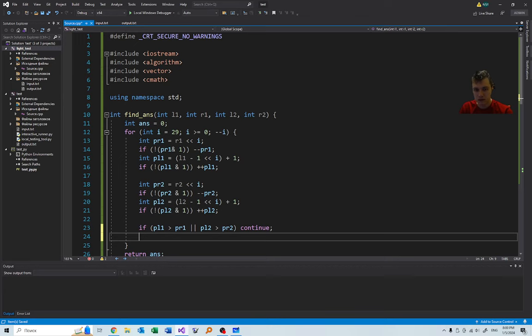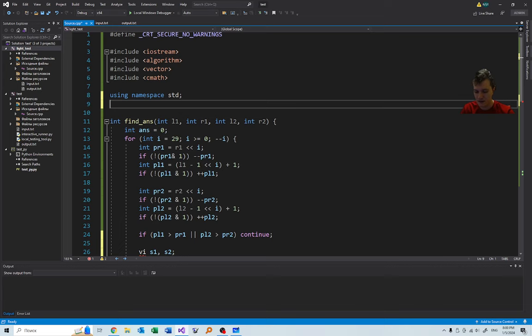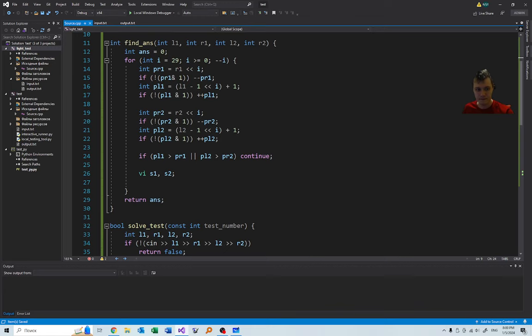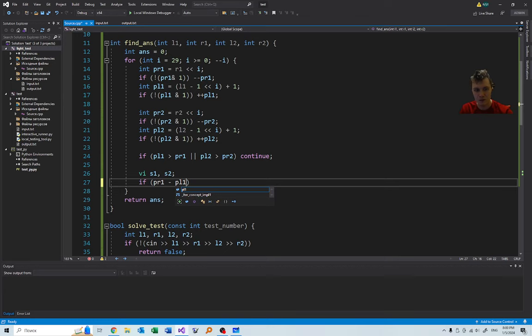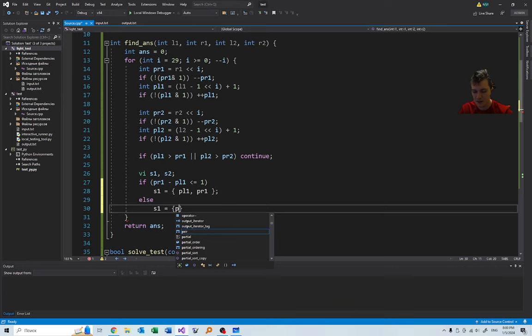Let's just do it easier. So I will take some vectors, vector segments 1 and segments 2, where vi is vector int. If PR1 minus PL1 is at most 1, this means I need to try both options. Else, I just take PL1 plus 1, because it will be the maximum possible segment of this type.